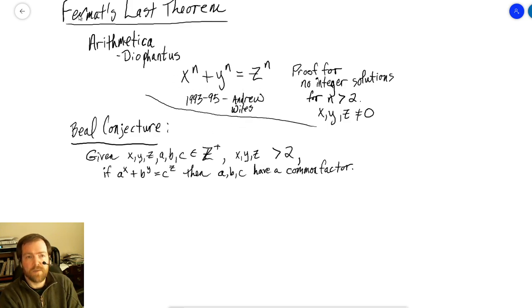So like I said, Pierre de Fermat pulled on the thread of this particular equation, and said that he had a proof that no integer solutions existed for n greater than 2, where x, y, and z are non-zero integers. And it took until Andrew Wiles in 1993 to 1995 to come up with an actual proof to say that yes, there are no integer solutions. His proof is like 100 pages. So there was pretty much no way that Fermat came up with that.